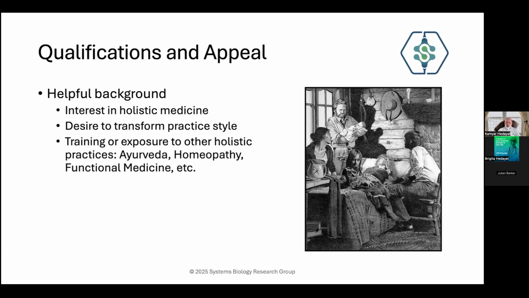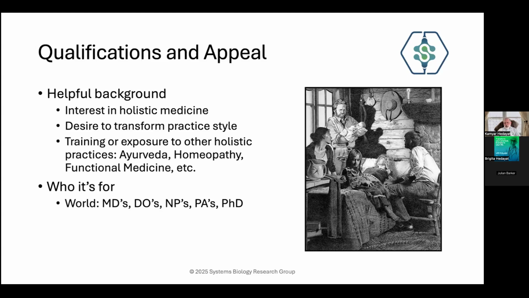Having training or exposure or familiarity with other holistic practices such as Ayurveda, homeopathy, functional medicine, etc., is also helpful in many ways, but none of these things are required, because you can practice endobiogeny within a standard insurance-based practice if that's what you prefer or desire.